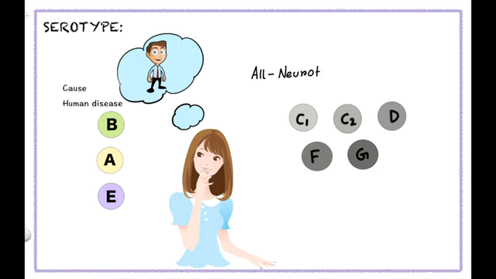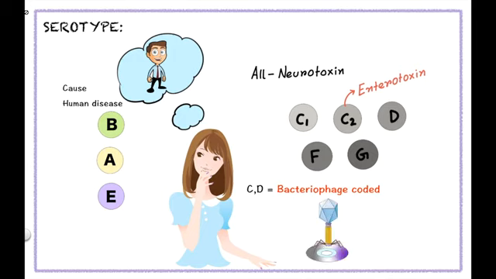All serotypes produce neurotoxin except C2, which produces an enterotoxin. Botulinum toxin types C and D are bacteriophage encoded. Here you can see a bacteriophage is sitting on a CD. It will help you to remember this point.